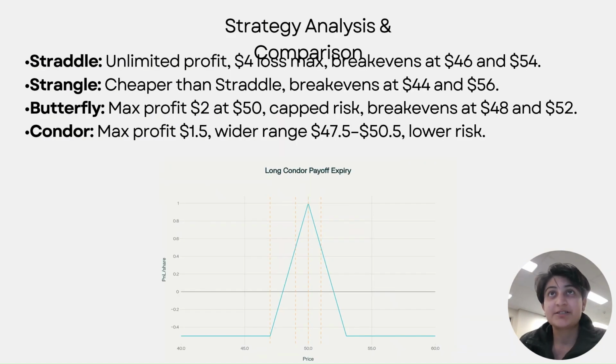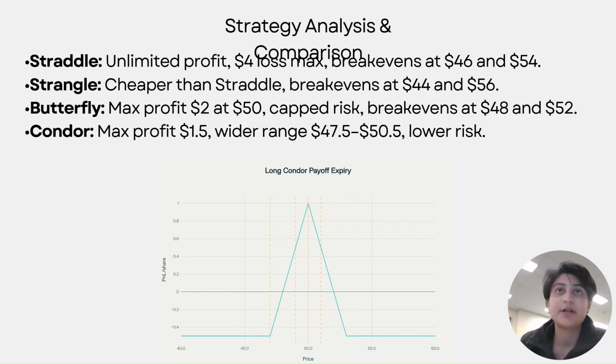And to conclude our analysis, let's quickly compare the 4 strategies we just implemented. The straddle gives you unlimited profit potential, but it comes at a higher premium. It's ideal when you expect a big move but are not sure of the direction. The strangle also benefits from high volatility, but it's more cost efficient. And the trade-off is that it needs a larger price move to be profitable due to wider break-even points.